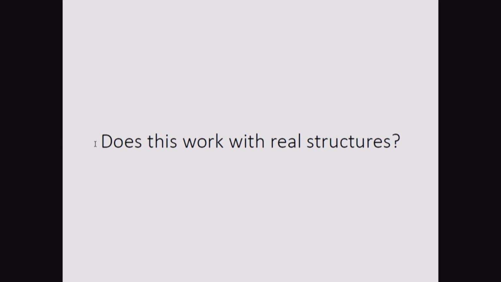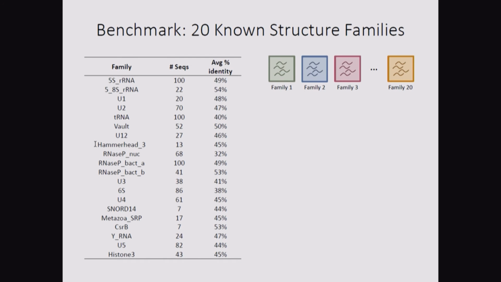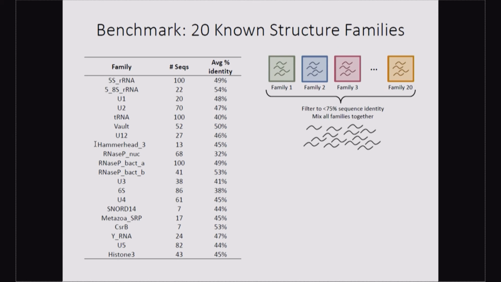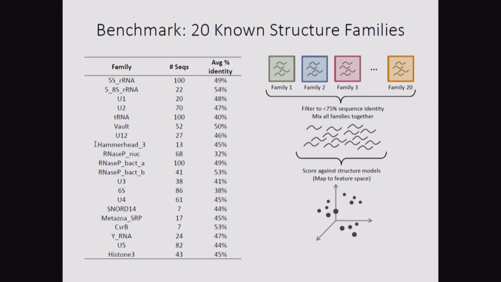So we next tested this on a real data set. We took 20 known structure families, things like tRNAs, well-established structures, and filtered out their sequences to remove anything with trivial sequence similarity, because we want this to be a hard test. We mixed all the sequences together, mapped them to the feature space, and then did an unsupervised clustering.